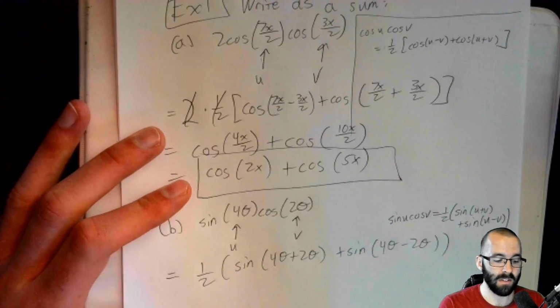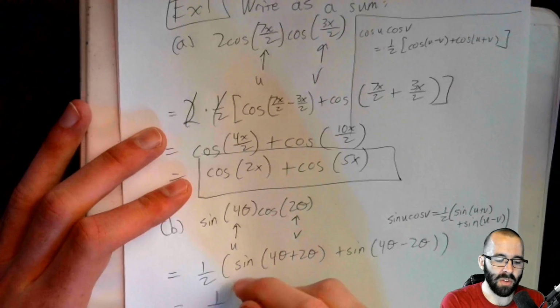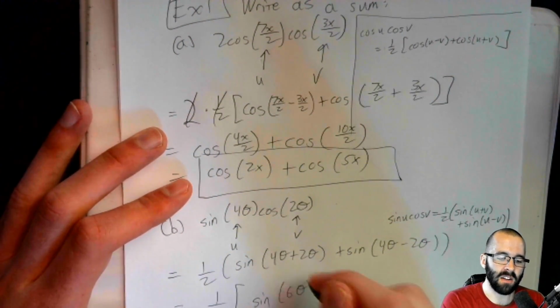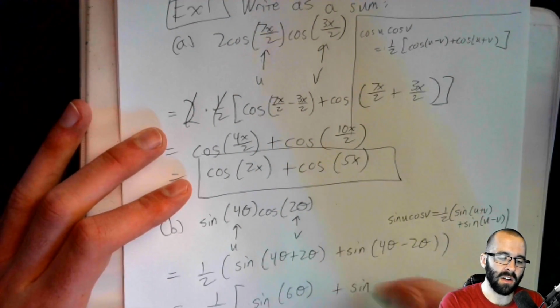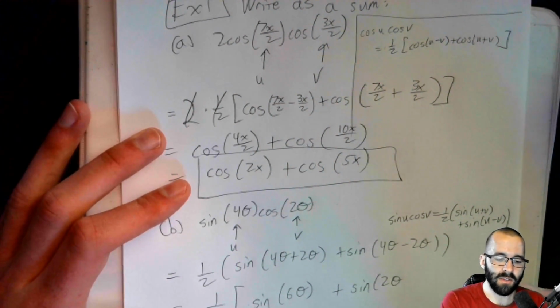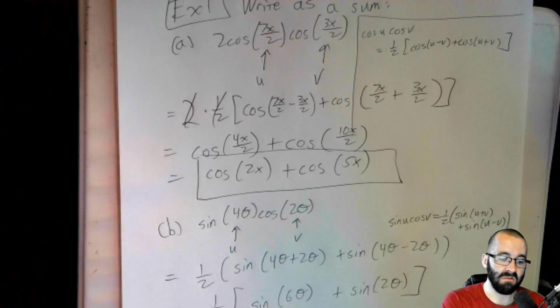That's really it. We'll keep the 1/2 on the outside, but I don't have a problem with it if you put the 1/2 on the inside. 4 theta plus 2 theta is just 6 theta. All right. 4 theta minus 2 theta is just 2 theta. Okay? And that's it.